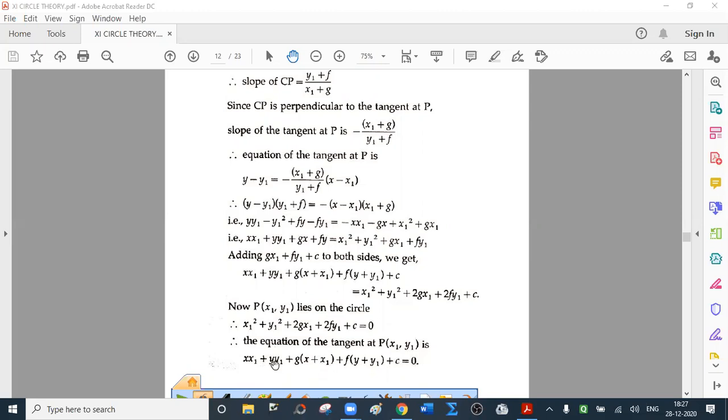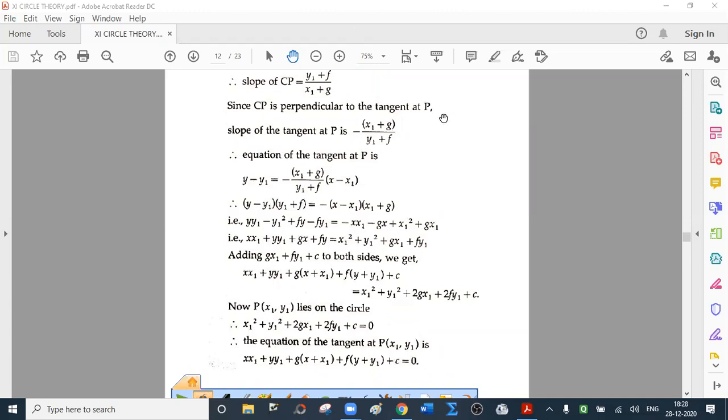Note that this is a standard result. In the exam, you need not prove this. You can directly say that the tangent to a general circle is this. For the given circle, g, f and c are known, and the tangent is drawn at (x1, y1). So that is the equation of the tangent. Is that clear?